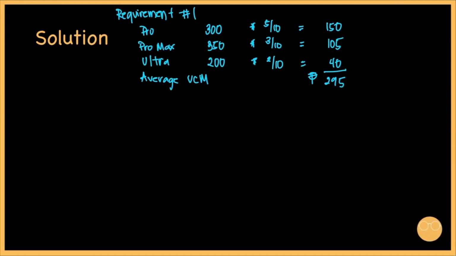Now let's compute for the average contribution margin rate. So again, if we are talking about unit contribution margin, we are going to use the number of units. If we are going to solve for the average contribution margin rate, we are going to use the sales mix ratio in terms of amount.